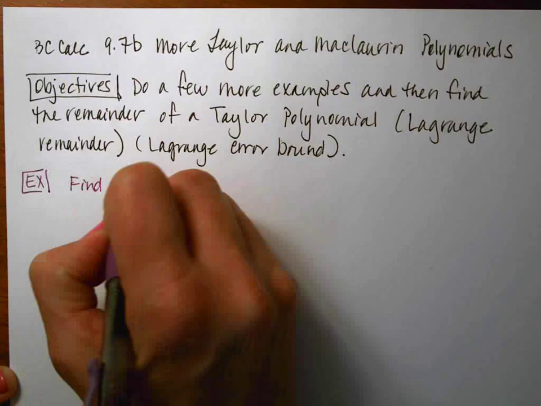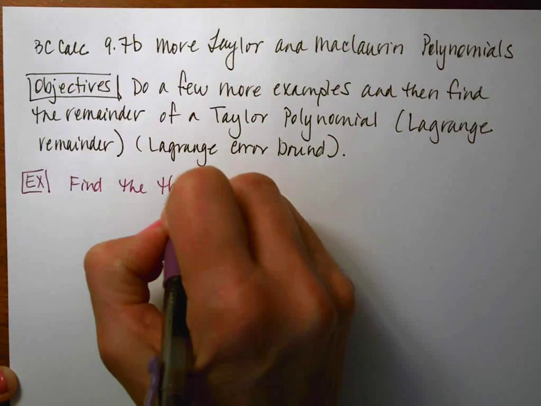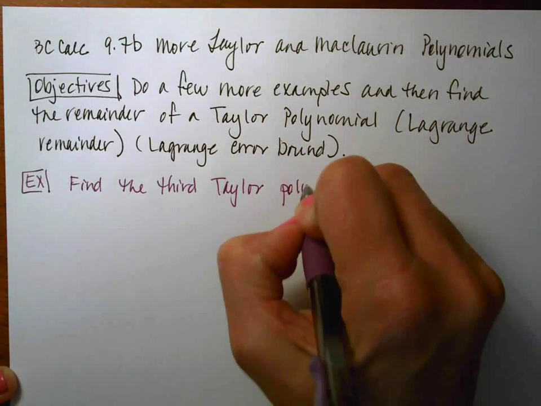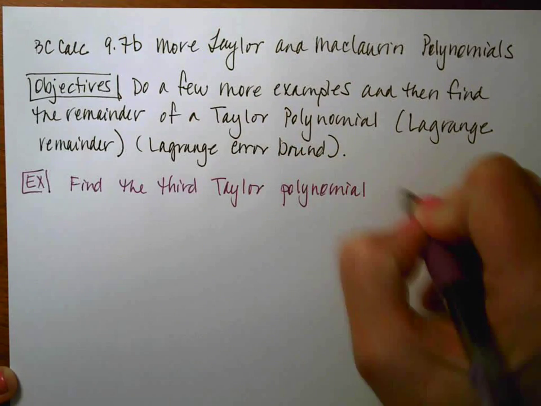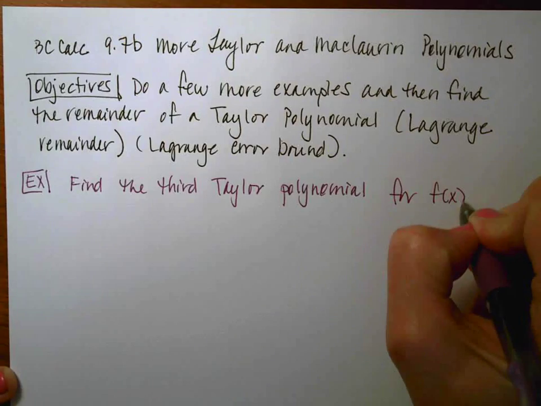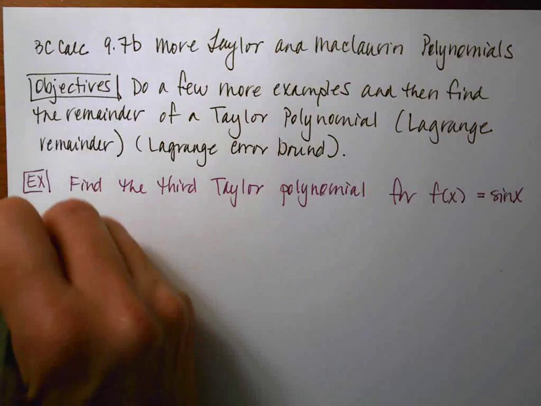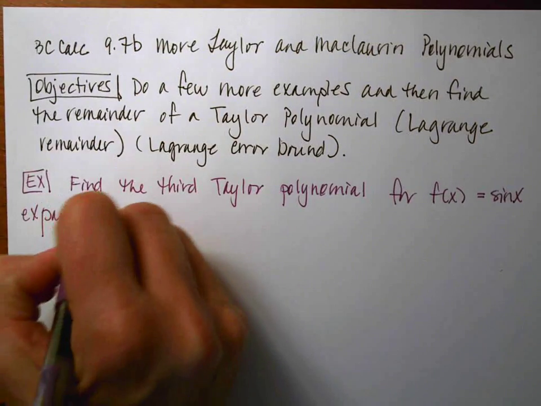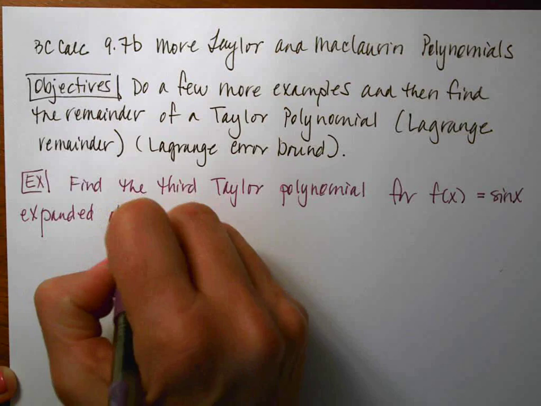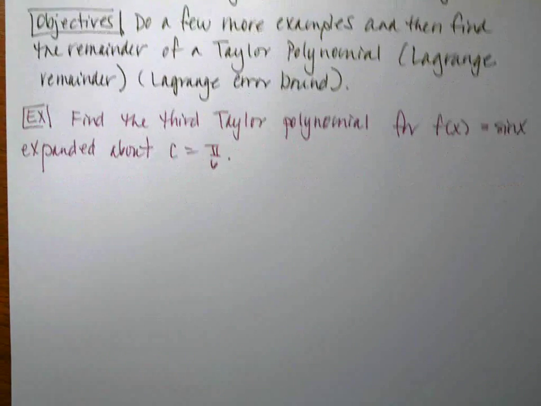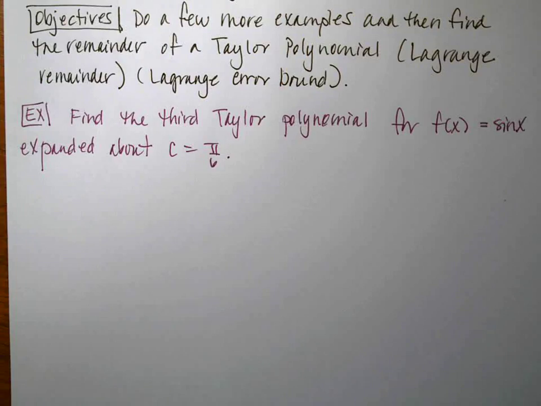So let's find the third Taylor polynomial for f of x equals the sine of x, and then we're going to expand about c equals pi over 6. So let's go ahead and work through this example, and then I have another example for us, and then we'll start talking about the remainder.